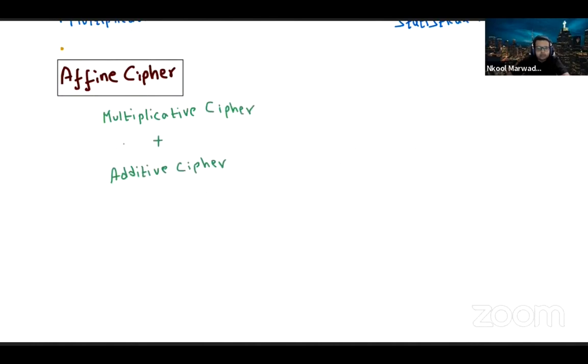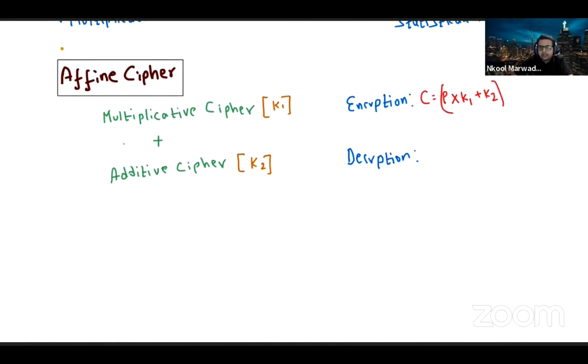With the multiplicative cipher, we make use of a key that we call K1, and with the additive cipher, we make use of a different key that we call K2. Now let us look at how encryption and decryption look in the affine cipher. The formula for encryption is: capital C, the ciphertext, is equal to plain text multiplied by K1, then plus K2, mod 26. In decryption, we get the plain text: first subtraction, that is C minus K2, then multiply it with K1 inverse, mod 26. So this is the formula for encryption and decryption in the affine cipher.